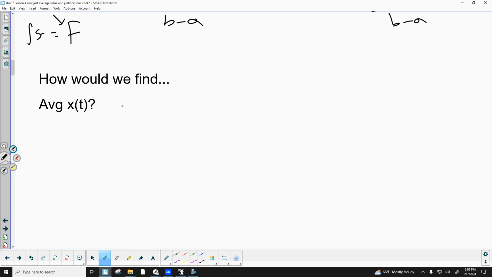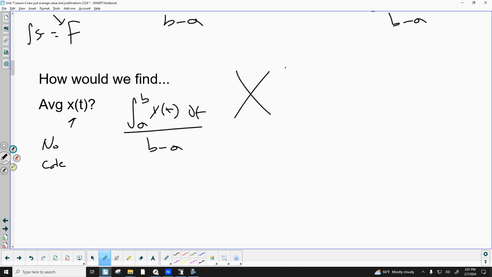If I want to find an average X and I don't have a calculator, well, I'm going to have to take the antiderivative of X. What's the antiderivative of X? Big X. And I'll have to plug in B, and I'll have to subtract big X with A plugged in.